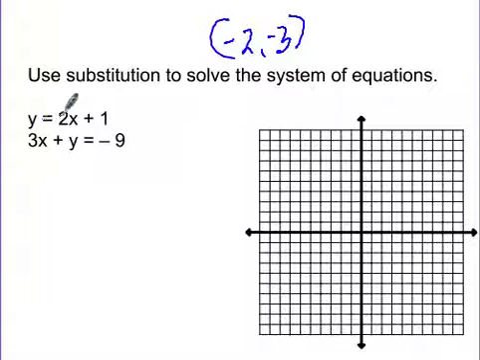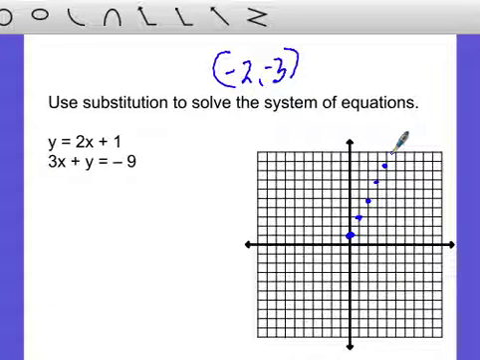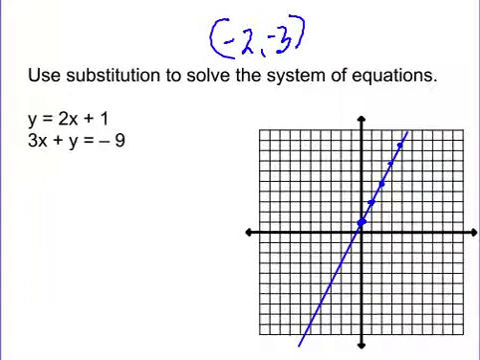So let's graph these. I can graph this first one real easy. 2x plus 1, there's plus 1, up 2 over 1. So this is my line for the first equation. I'm having trouble seeing from back here. About right there. That's pretty close. Now I'm going to switch colors. And to graph this one, I just need to get it in slope-intercept form, right? So y equals negative 3x minus 9. So minus 9 would be right here. Up 3 over 1, up 3 over 1.